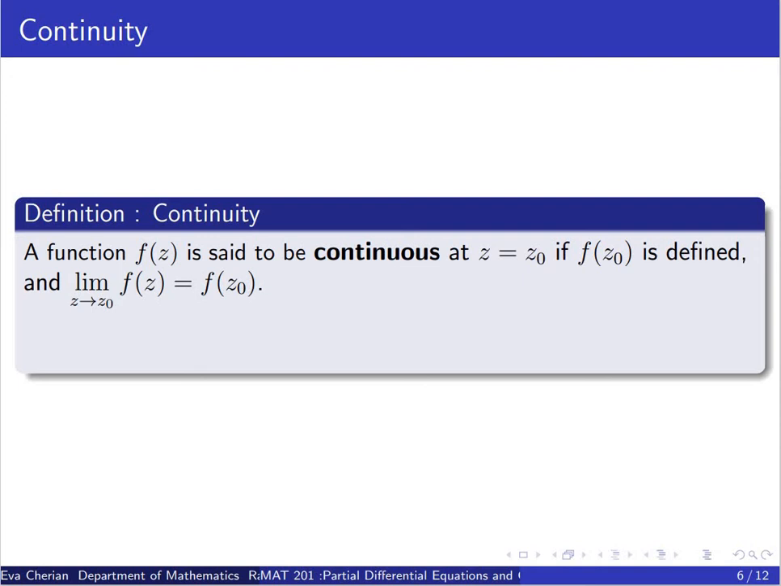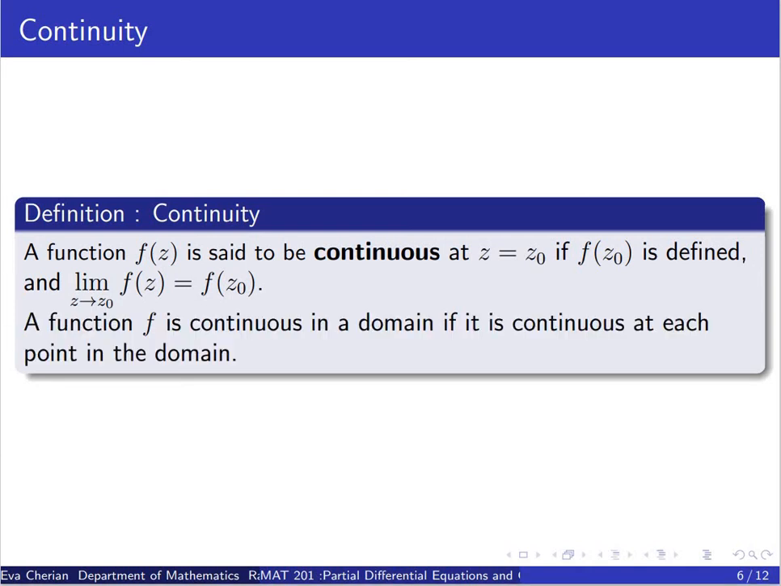Continuity in the complex case is quite similar to the definition of continuity in the real case. A function f of z is said to be continuous at z equal to z0 if f of z0 is defined and limit z tends to z0 f of z is equal to f of z0. If the value of the function at a point is equal to the limit of the function at that point, then the function is continuous at the point. A function f is continuous in a domain if it is continuous at each point in the domain.